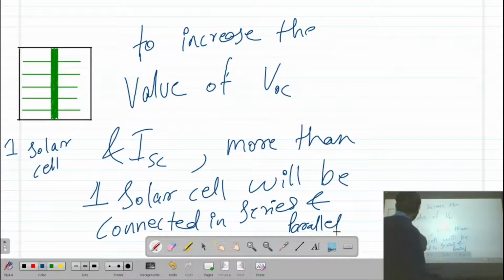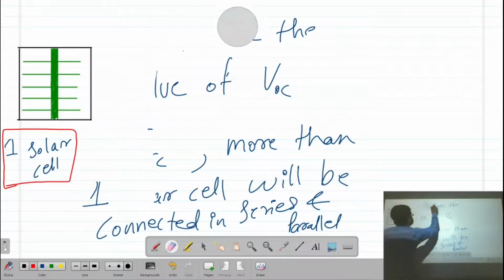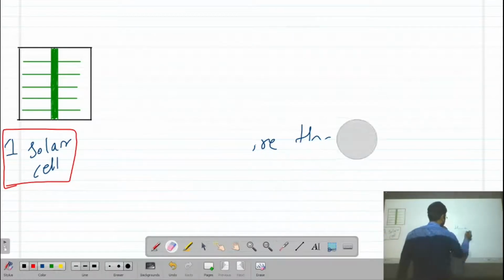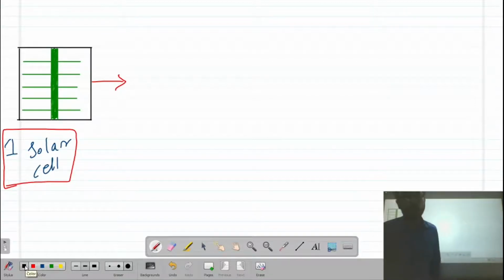Now, let us see, this is one solar cell, right? Let us see what modules are. Modules are nothing but the combination of more than one solar cell connected in series and parallel connection, right? Now, let us see the structure of modules.